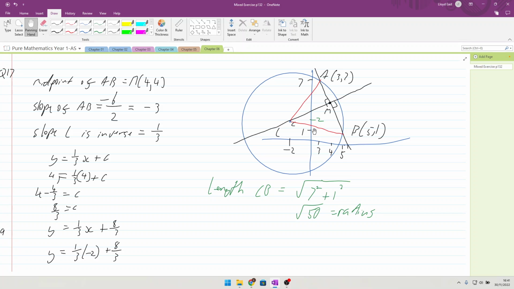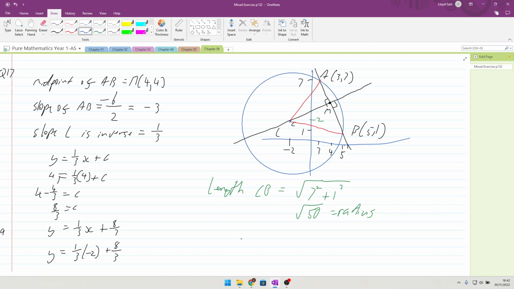So we know the length of 2 of those lines, square root of 50. Doesn't help us any. Let's go and find the length of CM, and then we'll do half the base times the height as normal.